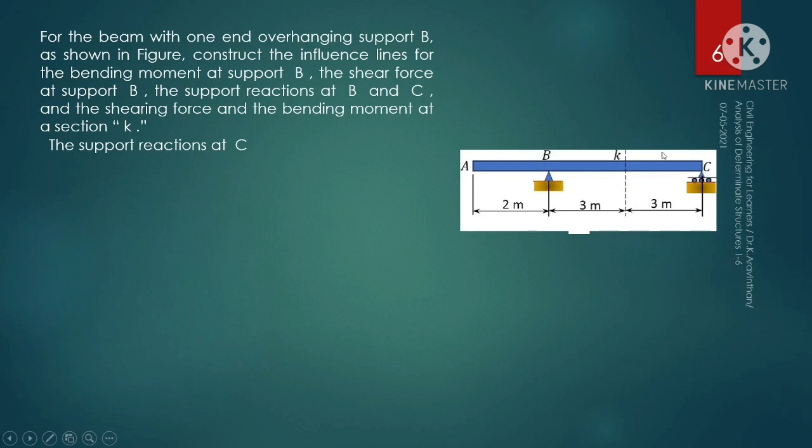A, B and C, these are the three points. K is a point where you have to find the bending moment and shear force. So let us find them one by one. First, find the reactions. It will be very easy for the next steps. So let us find the reaction at C. If you want to find the support reaction at C, what do you have to do? The same concept. You have to take the bending moment at point B.